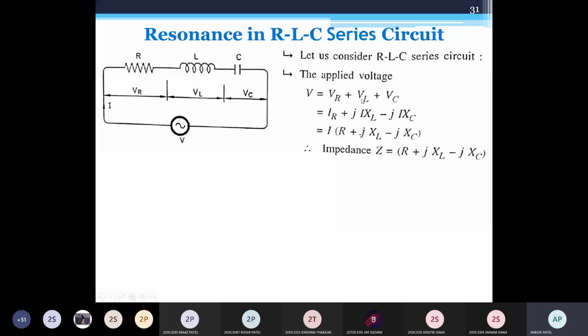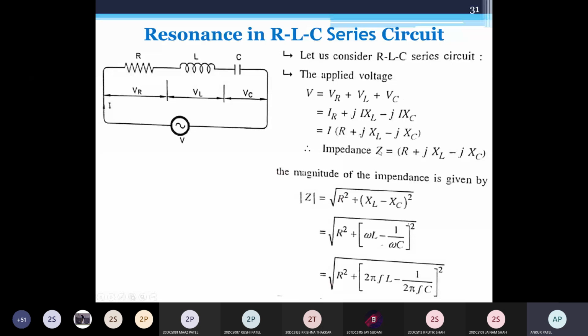So we have different voltages in the circuit. We know VR equal to IR, VL equal to J into IXL, and VC equal to minus J I into XC. This is in rectangular form. This IR is the real part, and this JIXL and JIXC is the imaginary part. By taking I common, we have V equal to I in bracket R plus JXL minus JXC, but this is nothing but the impedance. So V is equal to I into Z.